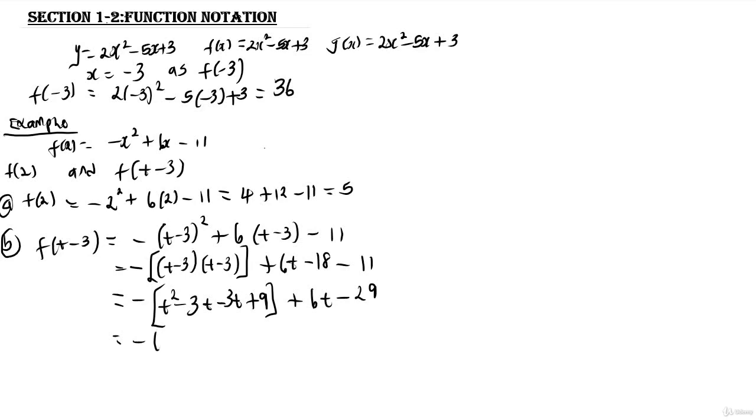So this is going to be minus t squared. Then minus times minus is plus, so this will be 3t. Then minus times minus is plus as well, so this will be plus 3t. Then minus times plus is minus, so this will be minus 9, plus 6t minus 29. So this will be minus t squared. 3t plus 3t is 6t. 6t plus 6t is 12t. So this is 12t. Then minus 9 minus 29 is going to give us minus 38. So this is the function evaluation of f of t minus 3.